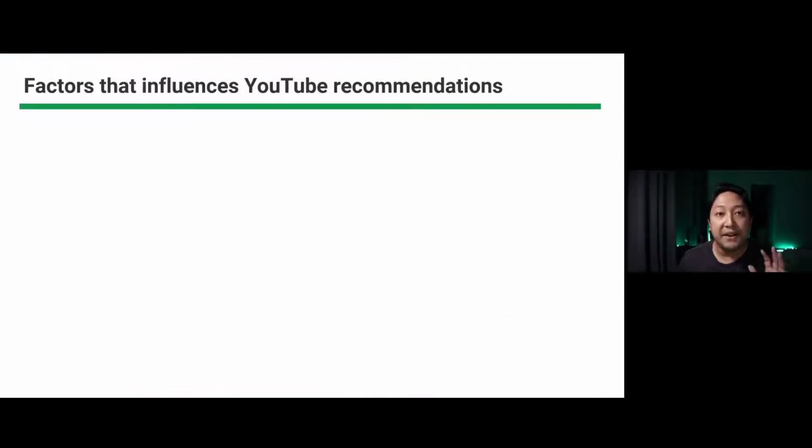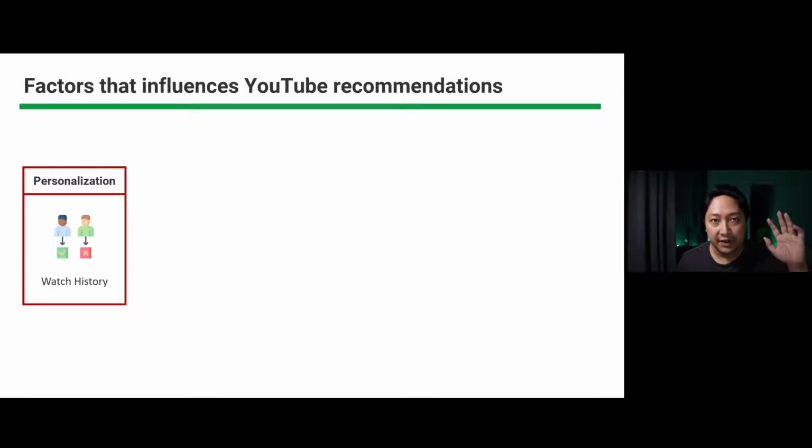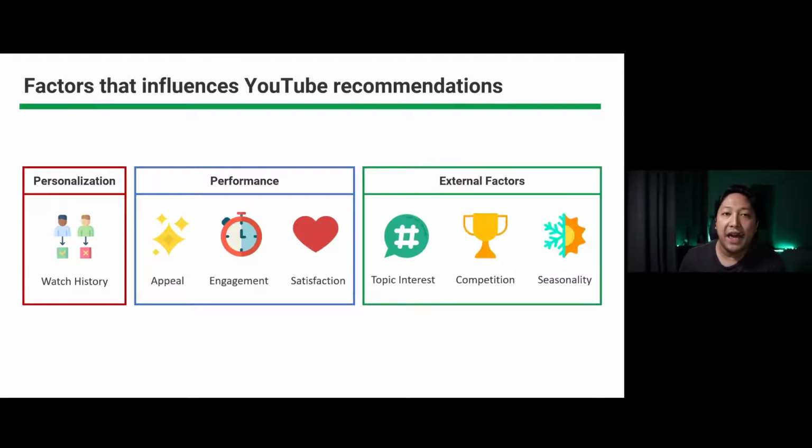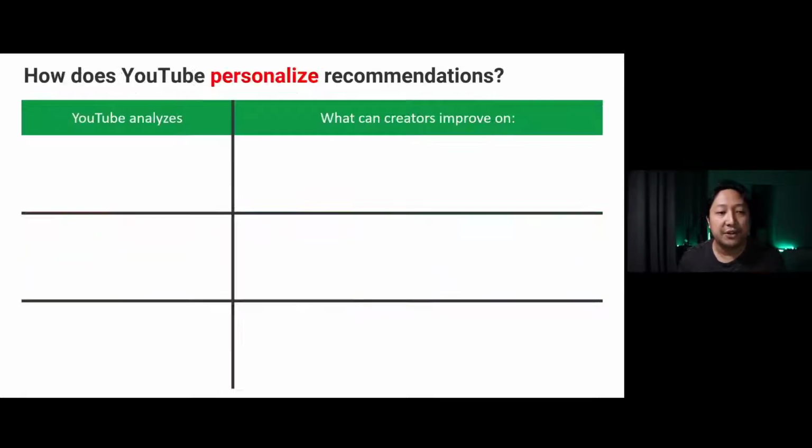So there are three main factors that influence the YouTube recommendation. The first one is grouped under personalization. The next is video performance. And then finally, we have external factors. So let's dive deeper into what each of these things represent. The first one is personalization. How does YouTube personalize their recommendation to each viewer?